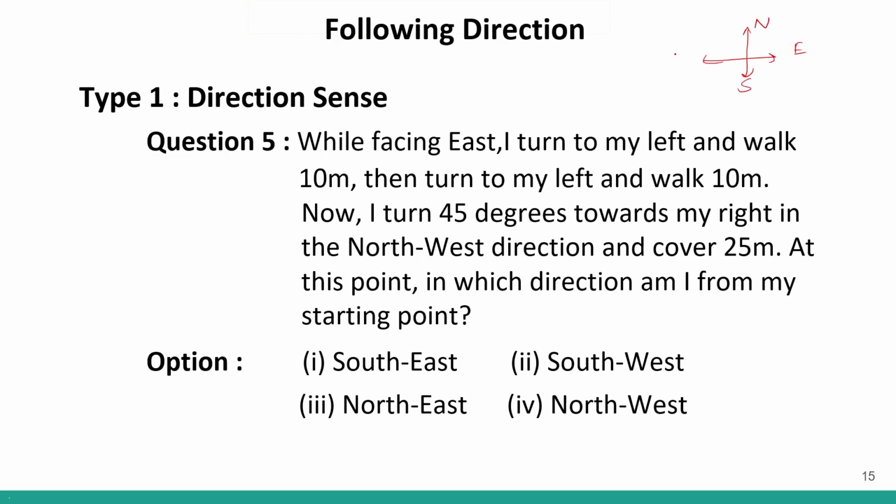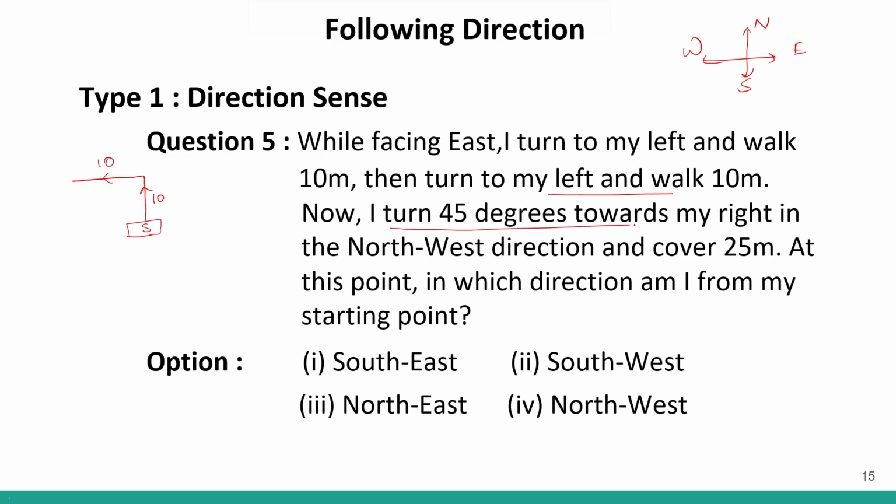Now again, while facing east, so the person is facing east like this, it turns left and walks 10 meter. So let's say this was the initial point or the starting point. The person starts from here, takes a left, which will be this side, and starts walking for 10 meter, right? Then he takes a left and walks 10 meter again. So left will be this side, he walked for 10 meter.